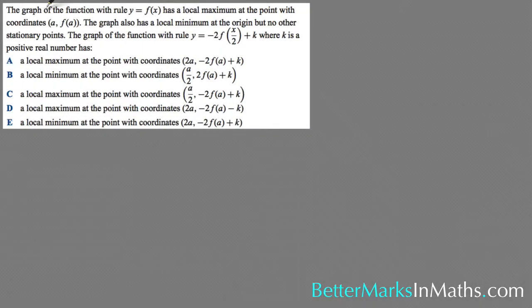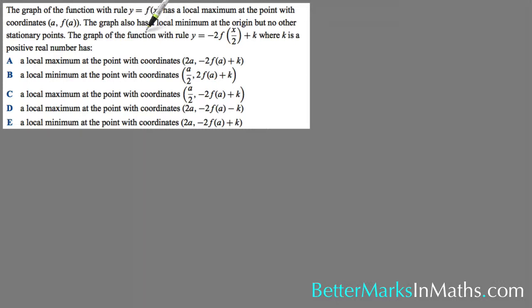In this question, the graph of the function with rule y equals f of x has a local maximum at the point with coordinates (a, f(a)), and the graph also has a local minimum at the origin, but no other stationary points. So it's only got two turning points. One's a maximum and one's a minimum. So that makes it a cubic function.